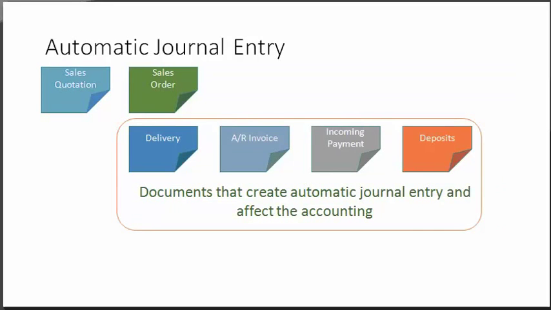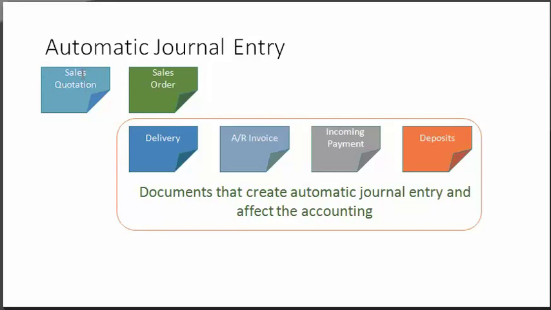Let us understand how automatic journal entry functions. There are documents in the sales process that create automatic journal entries, and therefore affect the accounting system. These documents are delivery, AR invoice, incoming payment, and deposit. You have to notice that delivery only creates an accounting posting if you are using a perpetual inventory.